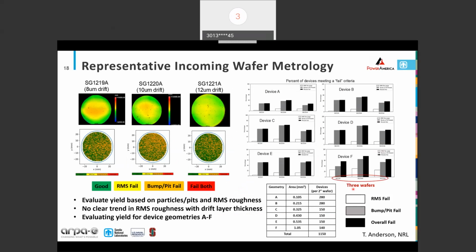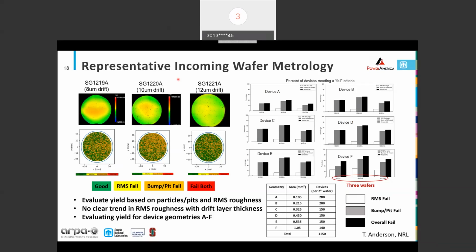Another very important metrology that NRL has been doing is optical profilometry. So this is essentially measuring the surface morphology of the wafers. You can see an example with 3 wafers in the upper left. This is the raw data here. And what can be done is that raw data can be taken and the wafer broken down into different areas that would, for example, correspond to a device in that area.